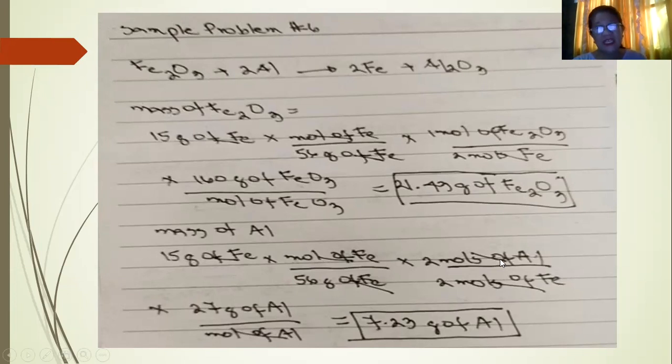But what we need is the grams of aluminum. So multiply this with the molecular weight of aluminum, which is 27 grams over the mole. So cancel the mole. What remains is now the grams of aluminum, which is 7.23 grams of aluminum. So that is sample problem 5, and this is solving a problem based on the balanced equation.